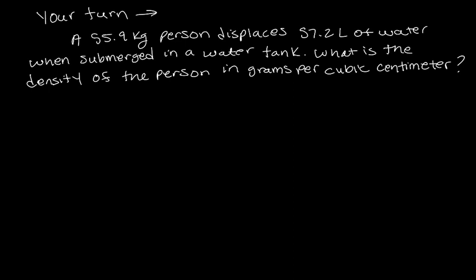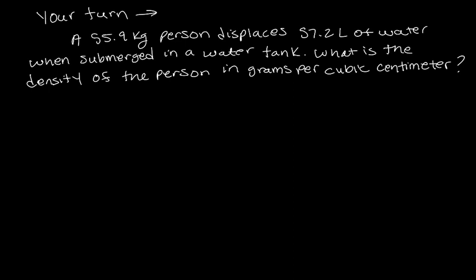Okay, now go ahead and give this a try and replay the video to see if you got the answer correct. So we have a 55.9 kilogram person who displaces 57.2 liters of water when submerged in a water tank. What is the density of the person in grams per cubic centimeter?